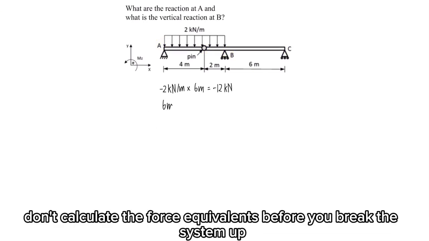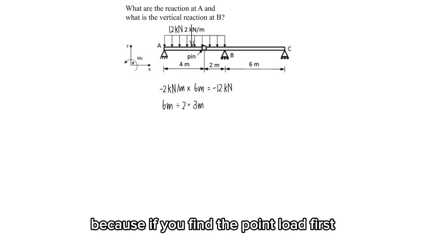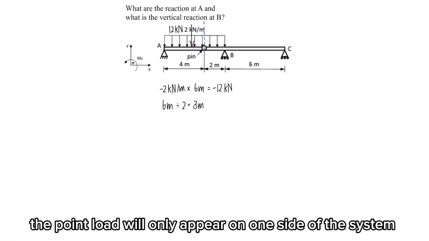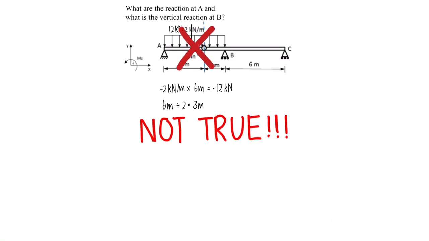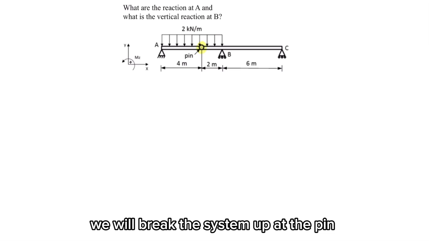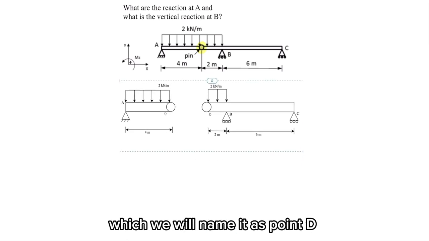Remember, don't calculate the force equivalence before you break the system up, because if you find the point load first, the point load will only appear on one side of the system after you break it, which is not true. We will break the system up at the pin, which we will name point D.